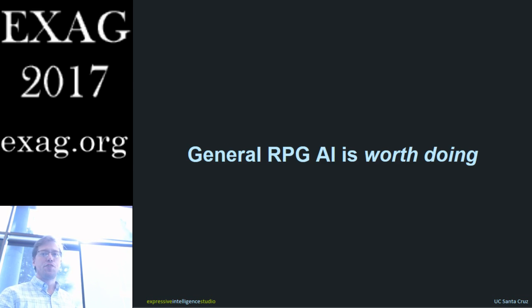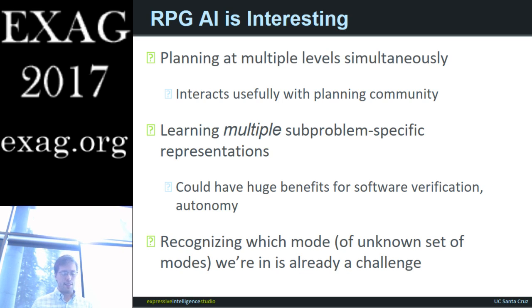But that's not the only reason to do general RPG AI. I think there are some useful overlaps with the planning community, especially goal reasoning and hierarchical planning, to do this planning at multiple levels simultaneously. This issue of learning a lot of different sub-problem specific knowledge representations seems really important. I think a lot of discussion in the knowledge representation community is around learning the one representation for the task, but actually we need to slice it up and treat different tasks with different knowledge representations. And even the nuts and bolts, like are we currently in a fight or on the map or what? That's already an interesting AI challenge, figuring out how to interpret the current game state.